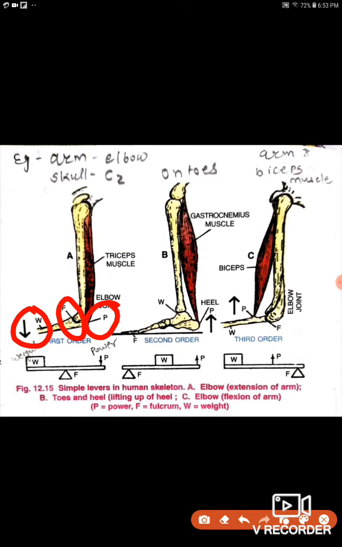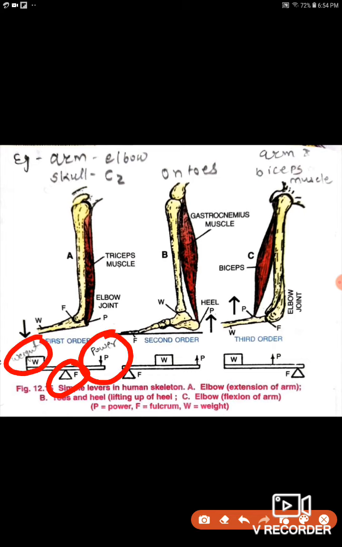For this first, second and third order movement, I'll share another video, a 3D video, so you can easily understand which kind of movement occurs in the skull and the second vertebra. Here what you have to remember is that the fulcrum will be in the middle, which balances weight and power, and because of that we can move our head up and down, and backwards.